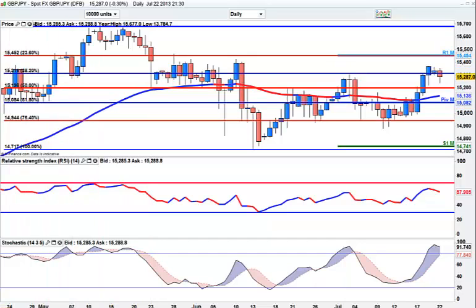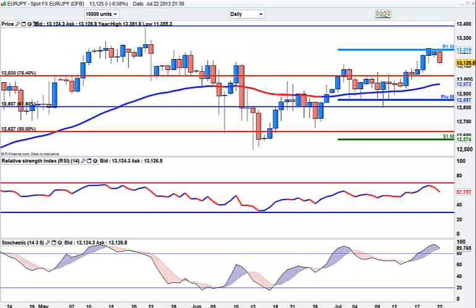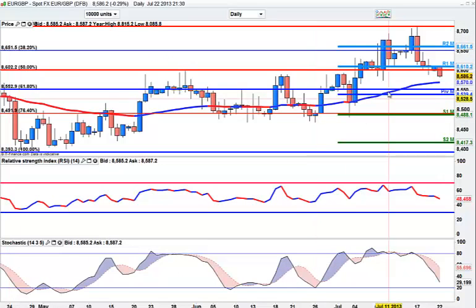Euro yen. That's even weaker. Euro pound. I suggested this could come off, and it has. I would leave it. Shorting at that stage above the 50 EMA is not a great suggestion.